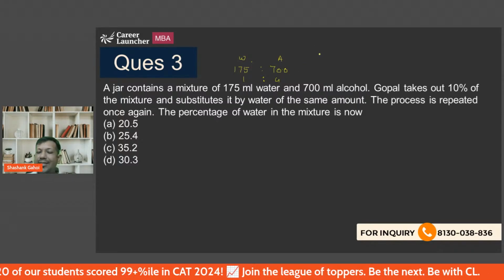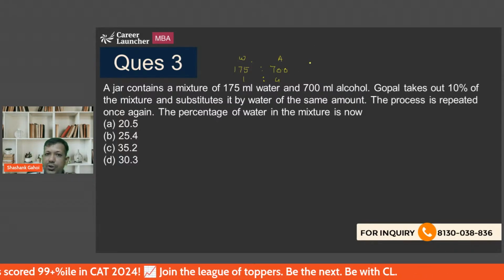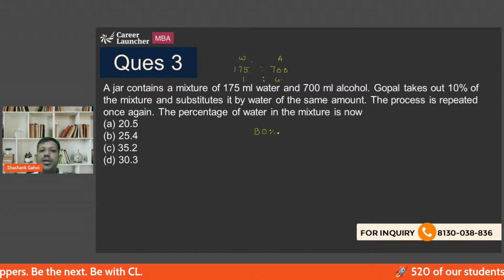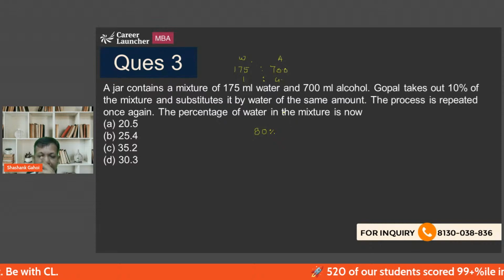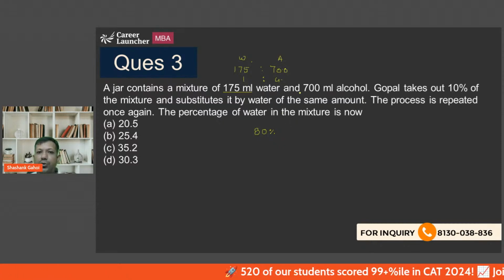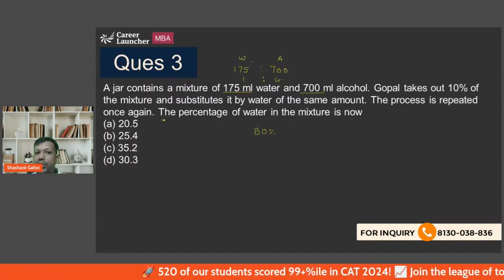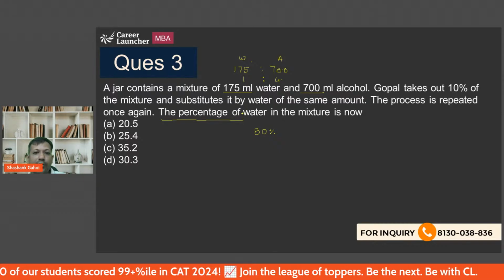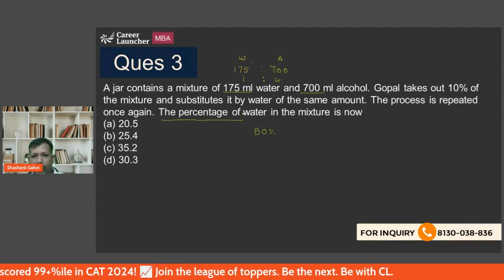It means I can say water is 20% of the solution and alcohol is 80% of the solution. So I have 80% of alcohol initially. Now why am I not looking for the values over here? Because the final question is talking about the percentage of water. The question is not talking about the quantity of water, it is talking about the percentage of water.